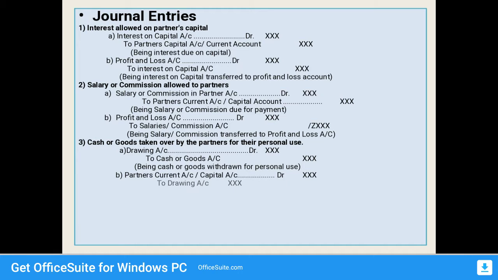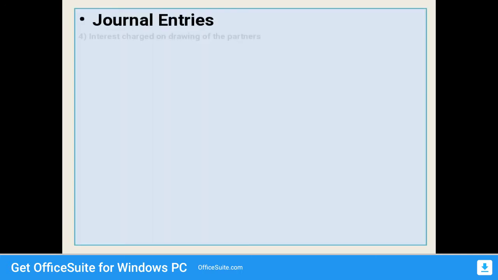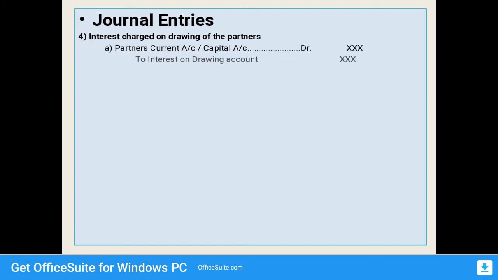Partner's current account, capital account, debit to drawing account, being balance on drawing account transferred to current account. So next journal entry, interest charged on drawing of the partner: partner's current account or capital account debit to interest on drawing account, being interest charged on drawing.